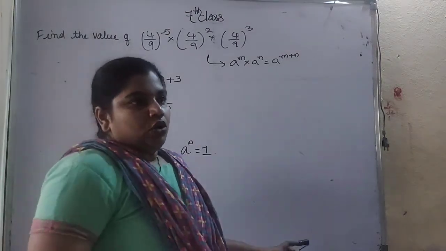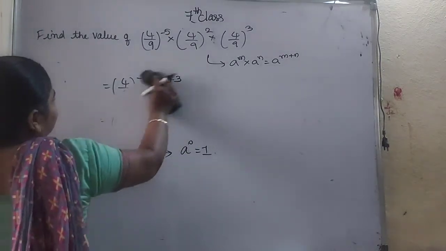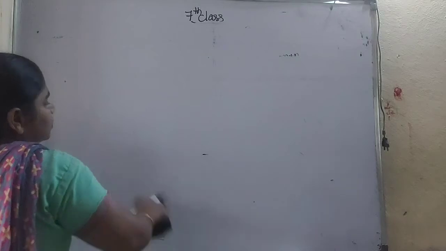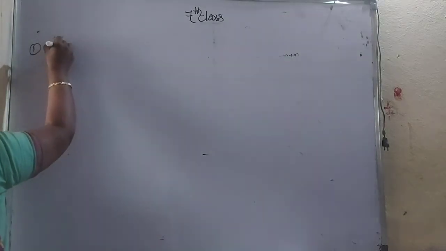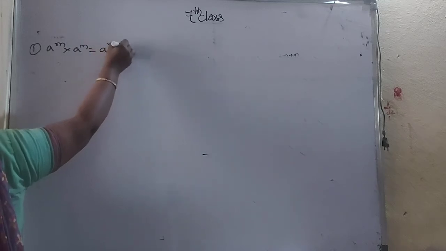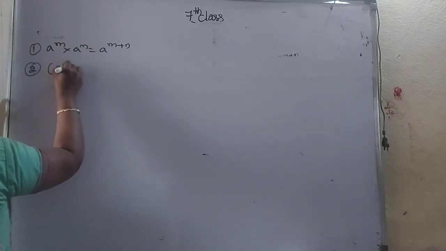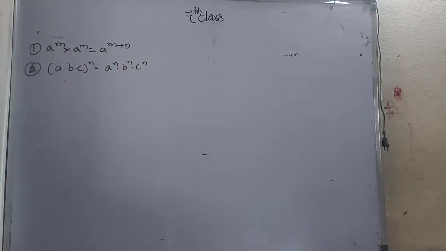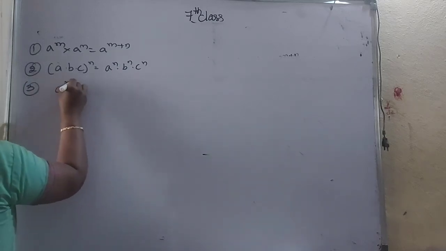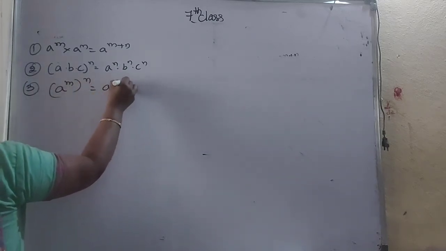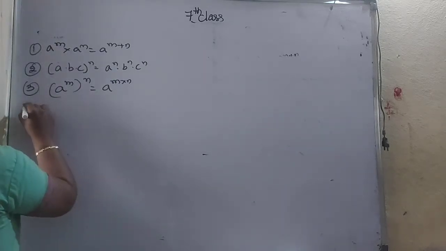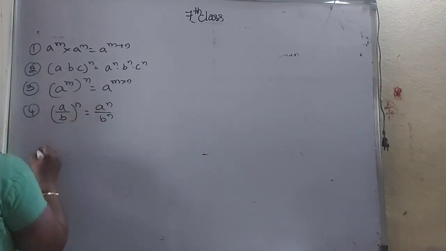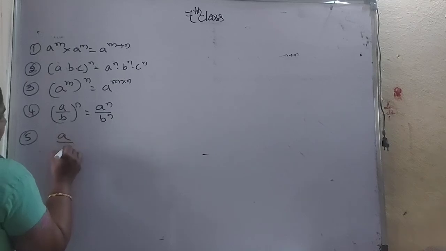Now we already know all the laws of exponents, so once again I am revising all the laws of exponents here. The first law is a power m into a power n is equals to a power m plus n. The second one is (abc) whole power n can be written as a power n into b power n into c power n. The third law is (a power m) whole power n can be written as a power m into n. The fourth law is (a by b) whole power n can be written as a power n by b power n.